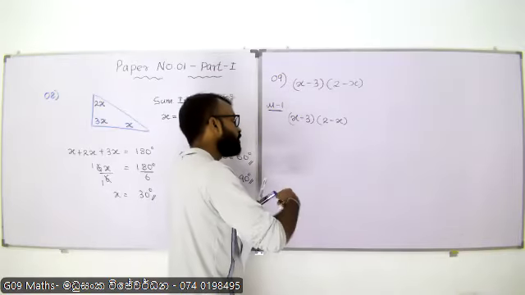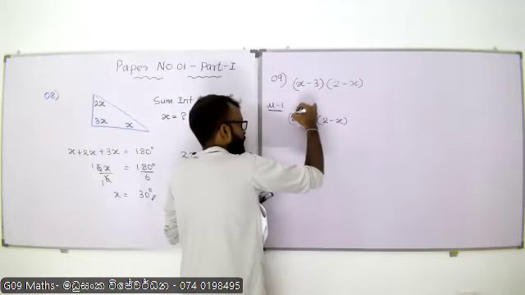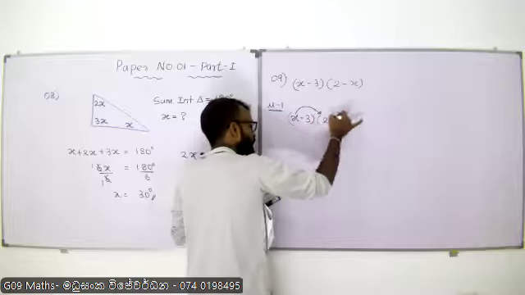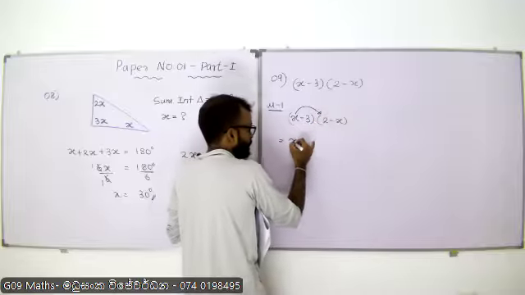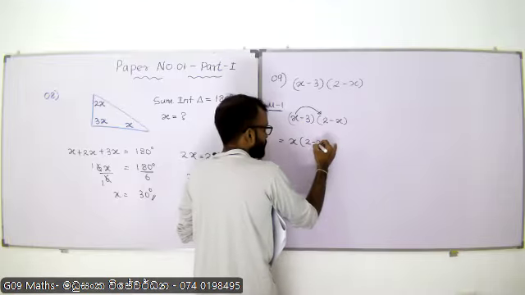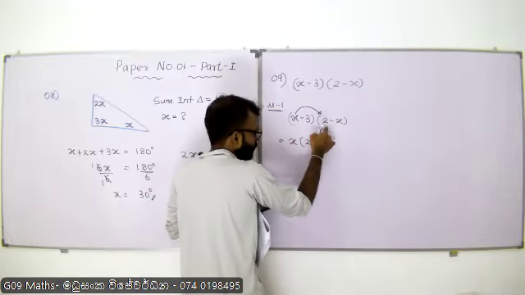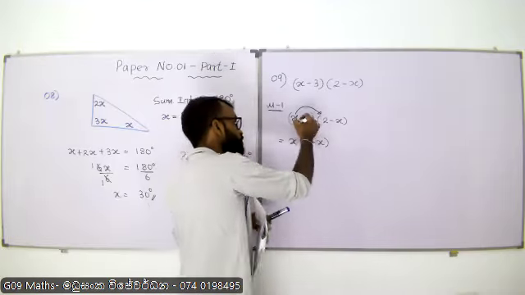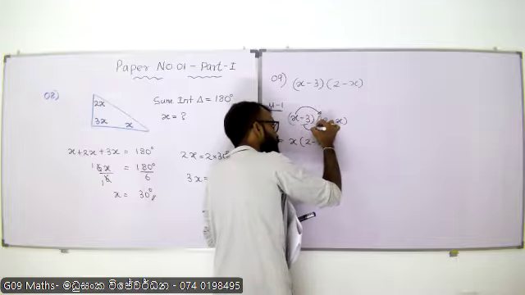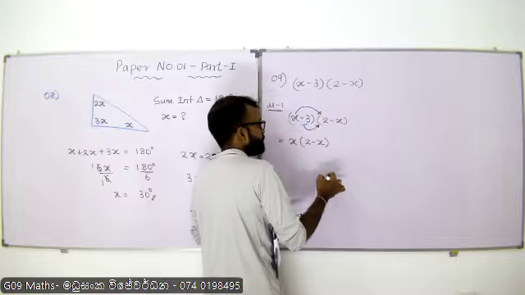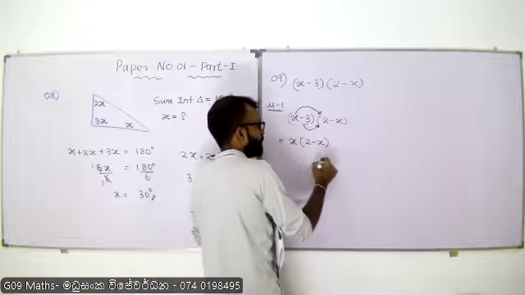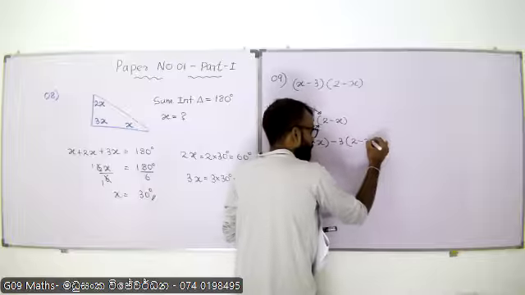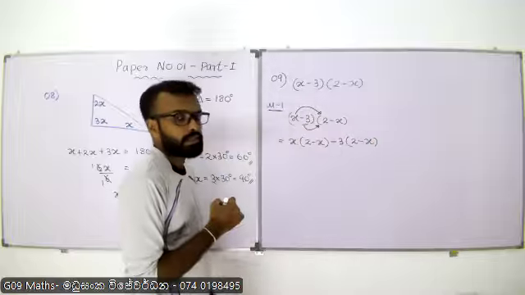I'm going to remove the bracket. First of all, I will choose x and multiply this bracket by using x. x times 2 minus x. Now I have here minus. By using minus 3, I am going to remove the bracket from here. Minus 3 multiplied by 2 minus x.